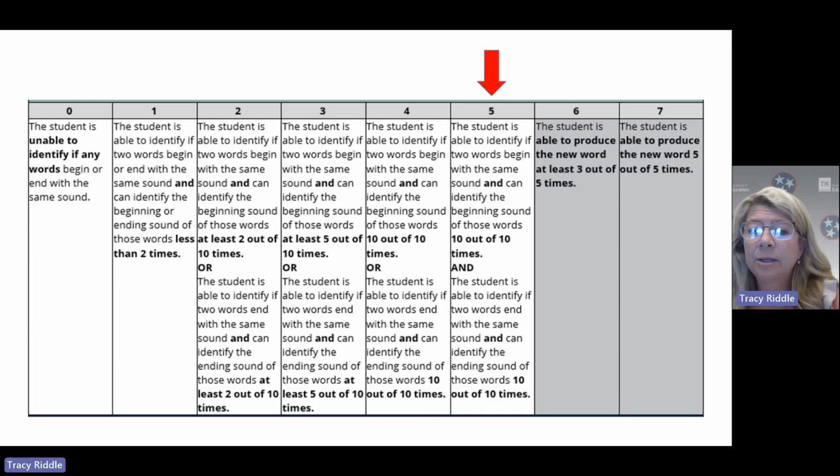At level 5, you are looking at an assessment of both. You have assessed both the beginning and the ending, and students can do all 10 of each. That would score a level 5. Level 6 and 7 is used to score the kindergarten standard, where students have manipulated the beginning, middle, or ending sound to produce a new word. If the student is able to get 3 of the 5 correct, at least 3, that is a score of a level 6. If the student is able to produce a word for all 5 scenarios and get all 5 correct, that is a score of level 7.